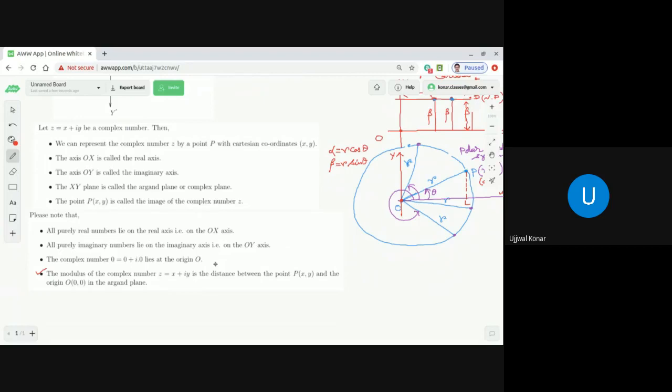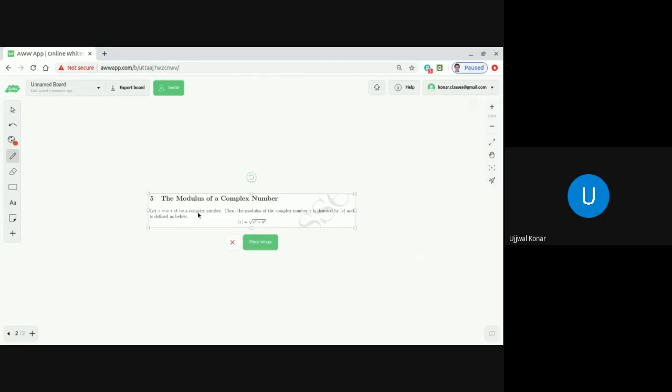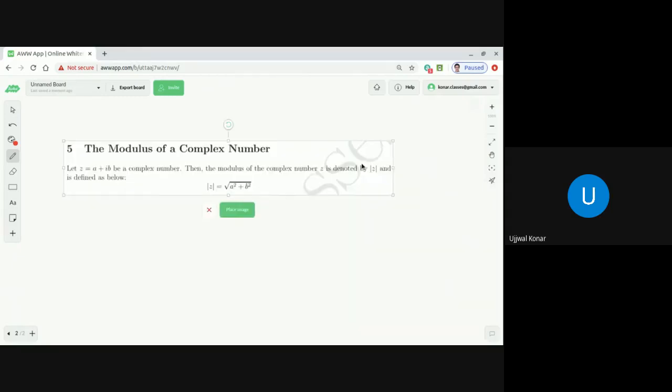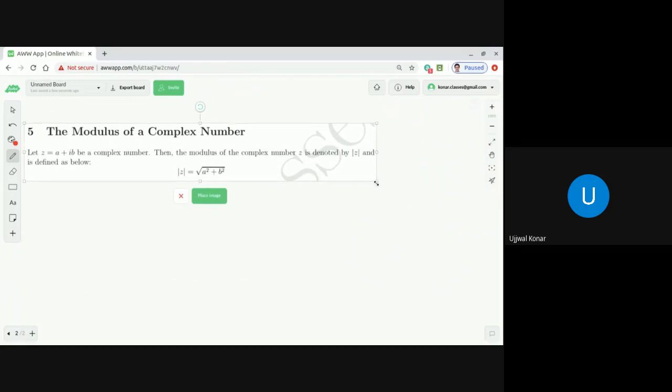Now, we are going to discuss in detail two attributes of a complex number. One is called the modulus and the second one is called the argument or amplitude. Because these two attributes represent a complex number uniquely, and we are going to discuss these two points very clearly. So first we are going to discuss the modulus of a complex number. Let us consider a complex number z equal to a plus ib.